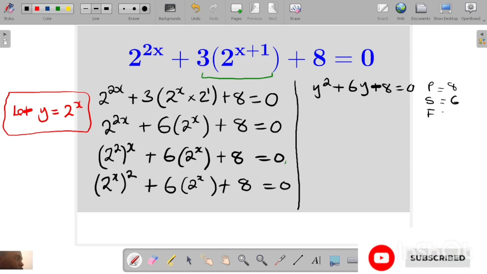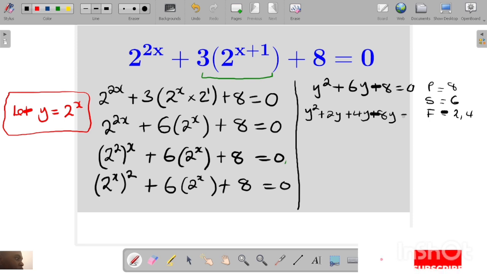So we need to find the factors of 8 such that if we multiply those two numbers, we'll get 8, and if we add them, we'll get 6. So those factors are 2 and 4, because 2 times 4 gives 8, and 2 plus 4 gives 6. Okay, so meaning you are going to have y squared plus 2y plus 4y, then plus 8 is equal to 0.